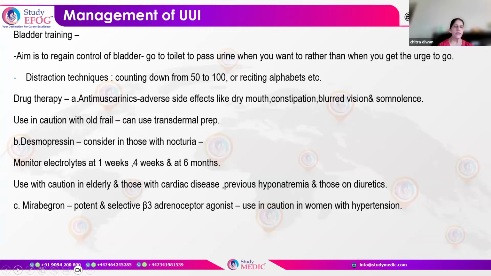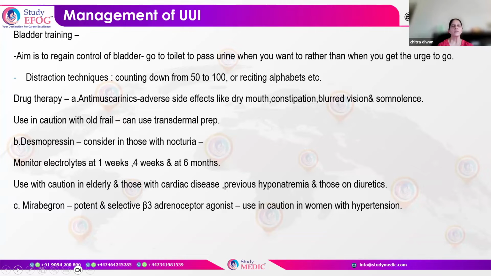And gradually, she has to increase the interval by which she goes to void urine. So initially, she can avoid going to the bathroom every half an hour. When she is satisfied with half an hour, she can increase the duration to 1 hour, then 2 hours. So gradually she has to increase the duration or decrease the frequency so that she is avoiding 6 to 8 times in a day.